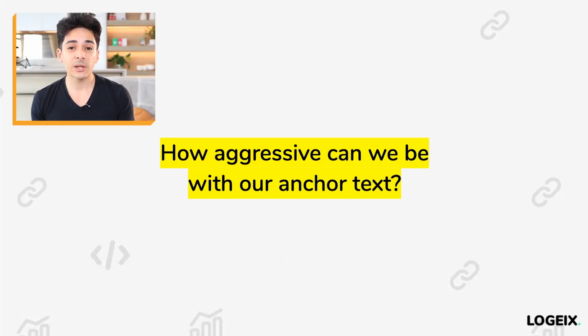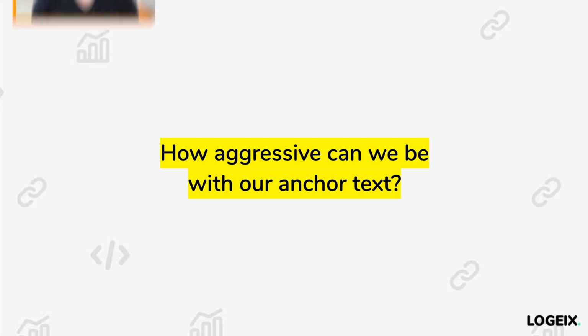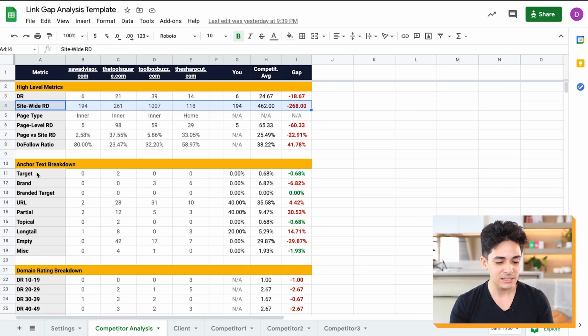Another determination we can make here is how aggressive can we be with our anchor text. I mentioned previously that you want targeted anchor text, meaning if your keyword is fried chicken, then you want your anchor text to say fried chicken or delicious fried chicken or have fried chicken within the anchor text. However, you can't do that 100% of the time because it just leads to over-optimization, which can lead to other potential issues. So what you can do is you can look at your competitors and you can see what exactly are the ratios that they have.